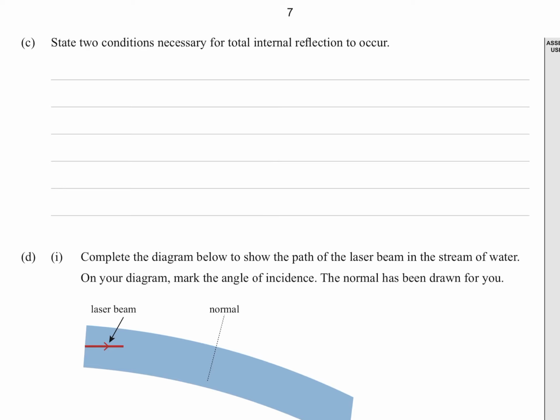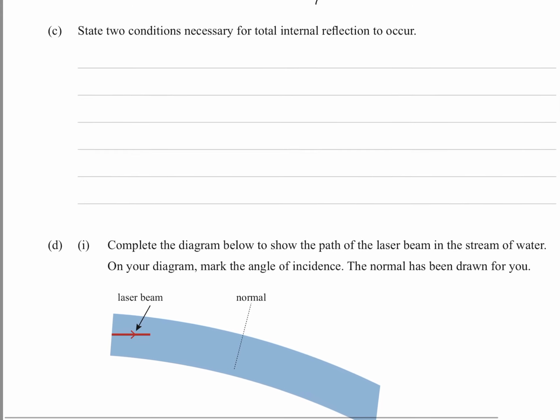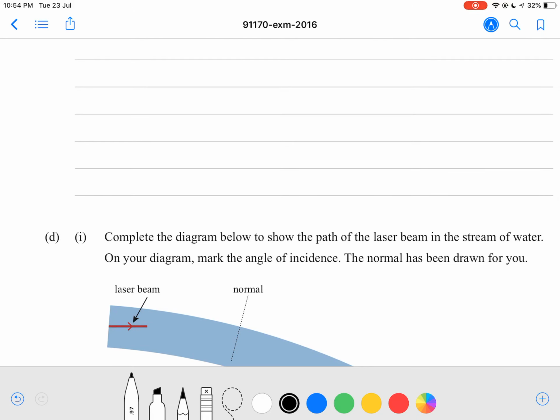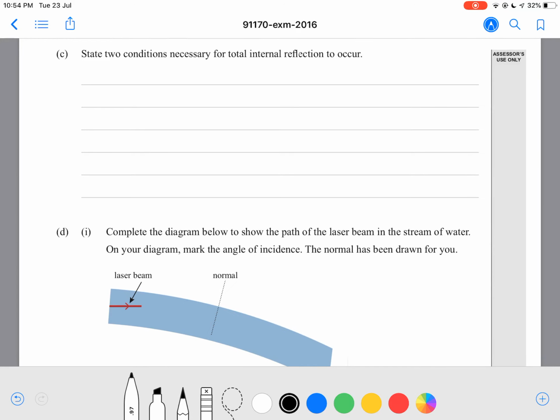The other condition necessary is that it must be traveling from a more dense medium to a less dense medium. From more dense to less dense is bending away from the normal, and if it's bending away from the normal, eventually the angle of refraction is going to increase so much that it's just going to reflect back into the medium. So we can jot down the two conditions as bullet points. The angle of incidence must be larger than the critical angle.